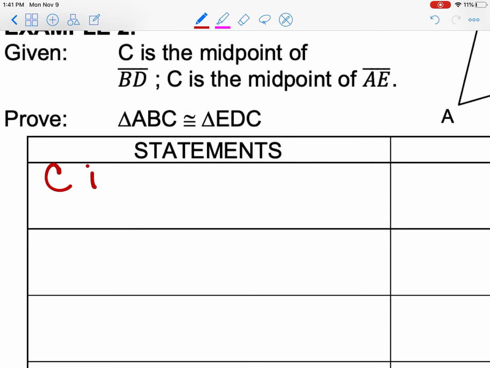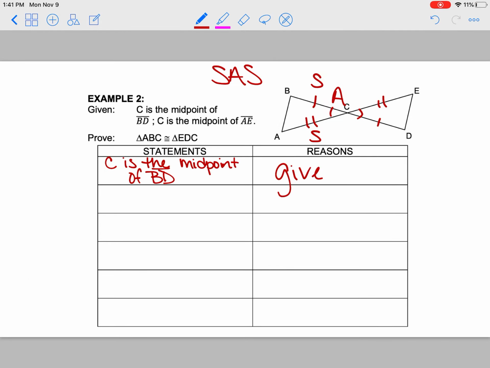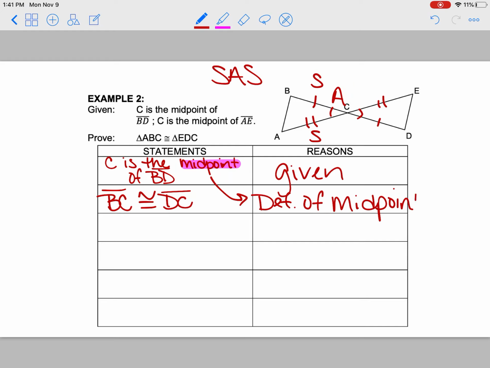Okay, so now let's bring down our first given. C is the midpoint of BD. Okay, that was given. Now that one's not going to get a check mark because that's not a congruency statement. But what did we say was congruent from that statement? We now know that BC was congruent to DC because of that midpoint. And remember back when we were first talking about proofs, anytime they spelled out a word, that gave us a definition. We knew BC and DC were congruent because of the definition of a midpoint.